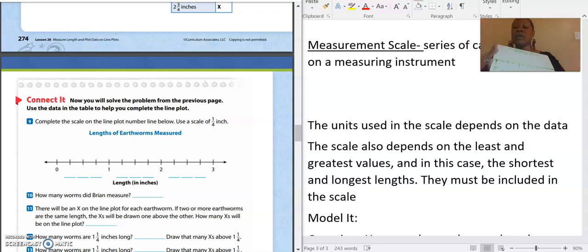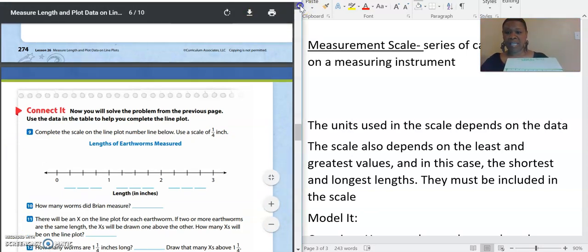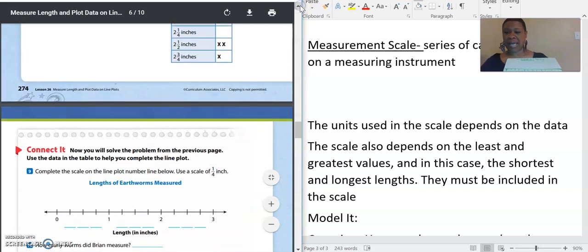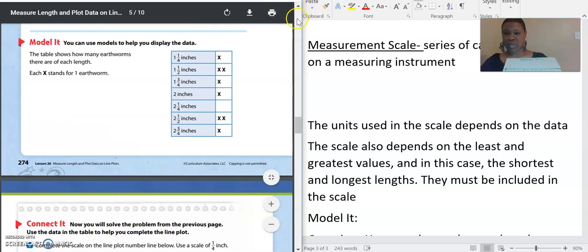The first question says, how many worms did Brian measure? So we're going to have to definitely pull back and count and add and put that there. So it was 1, 2, 3, 4, 5, 6, 7, 8. So you should have 8 there as your answer.